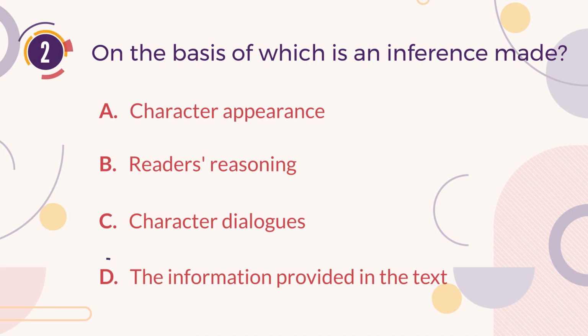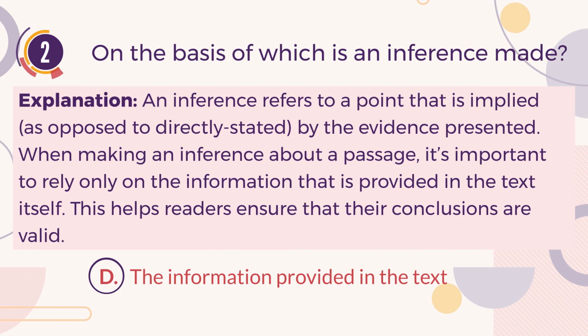The correct answer is D. The information provided in the text. Explanation. An inference refers to a point that is implied as opposed to directly stated by the evidence presented. When making an inference about a passage, it's important to rely only on the information that is provided in the text itself. This helps readers ensure that their conclusions are valid.